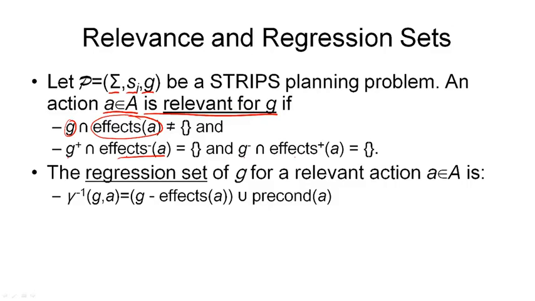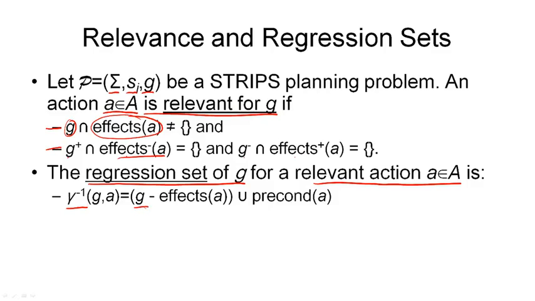So, an action is relevant for a goal if it contributes to the goal, that's the first condition, and if it does not interfere with the goal in a negative way, that's the second condition. Now we can define the regression set of a goal G for a relevant action A. And as you can see, this is meant to be the inverse of the state transition function gamma. And it is computed as follows.